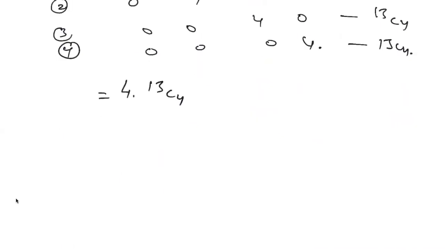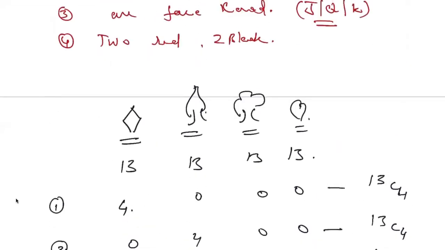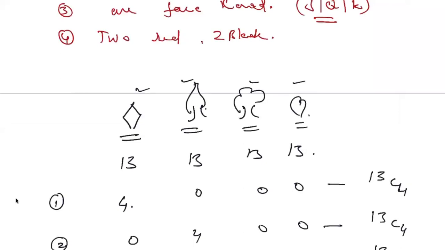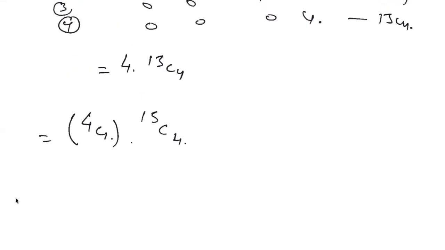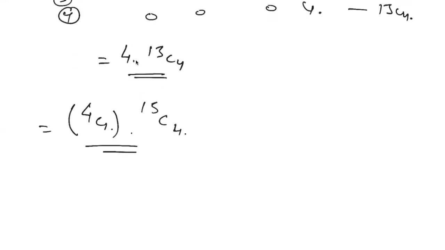Or you can see it this way: first we have to select a suit. So with 4C1, I can select the suit, right? When we have already selected the suit out of 4, I'm going anywhere, like in this or this or this. Now out of 13, I have to select 4 cards, 13C4. So both ways you are getting the same thing. The logic may be different, but both ways you are getting the same number. 4 cards belong to the same suit, right?